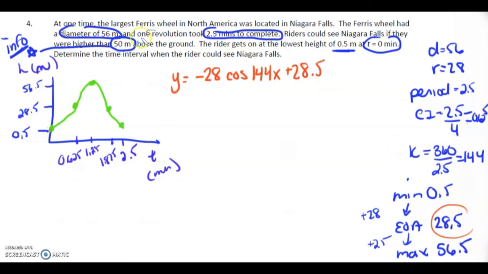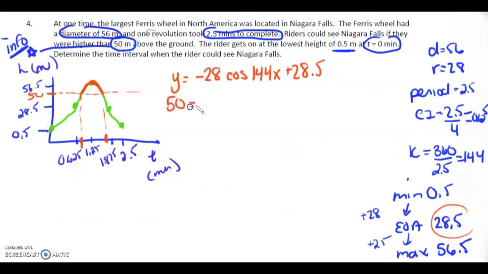Here's the thing. It's saying if you're above 50 meters, you can see all of Niagara Falls. So what we're actually trying to find is right here. We're trying to cut this off, and we're trying to find this entire interval. So when it goes from this point to this point. And remember, we're working with symmetry. So one rotation of the sine curve, or cos curve, is symmetric about any max or any min.